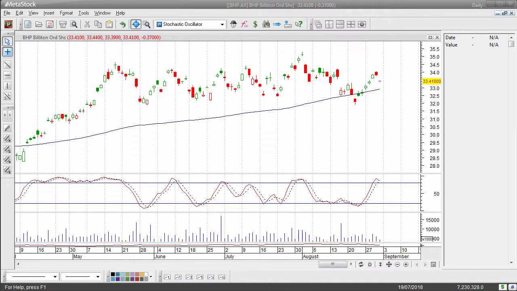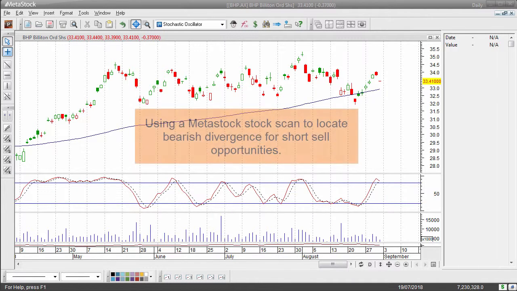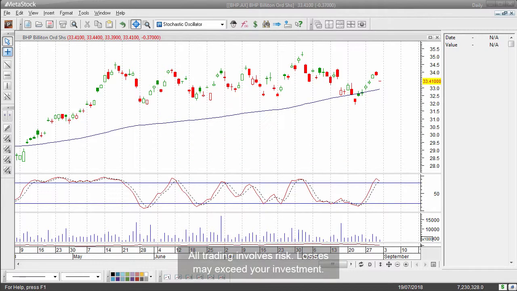Today we're going to take a look at running a bearish divergence scan across the stocks within Metastock. In this particular one, we're going to have a look at the ASX top 300 stocks and just run a scan and see what opportunities are available.